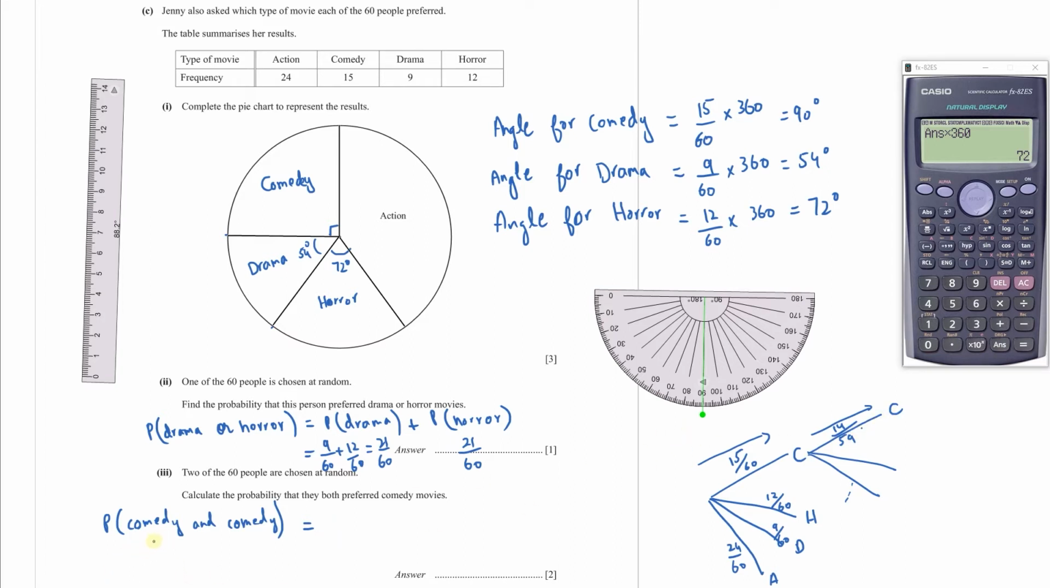So the total probability that both preferred comedy movies is 15 over 60, this value multiplied by this value, which is 14 over 59. So 15 times 14 is 210, divided by 60 times 59. 60 times 59 is 3540. So this will be 210 divided by 3540.